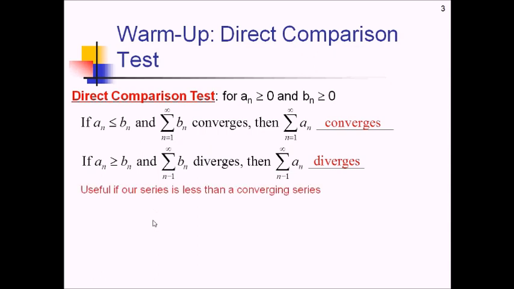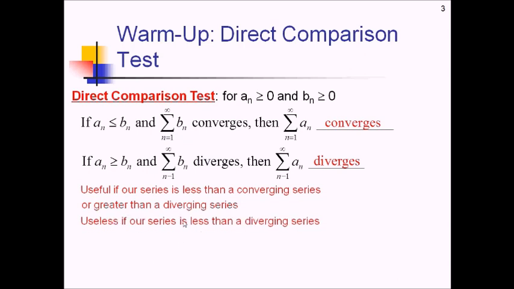So this is pretty useful if our series is either less than a converging series, like this first example, or greater than a diverging series, like this second one. Unfortunately, it doesn't really tell us much of use if our series is less than a diverging series. I mean, it could still be diverging or not. Or if it's greater than a converging series, it could either be another converging series or a diverging one.